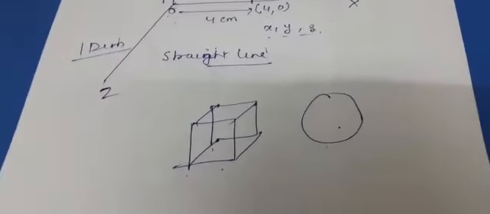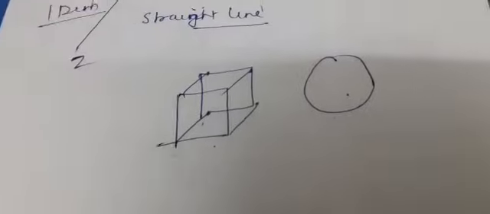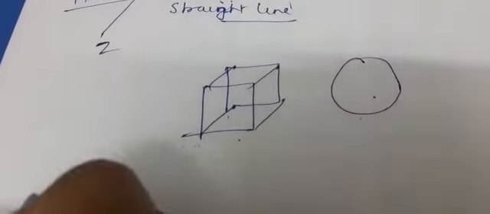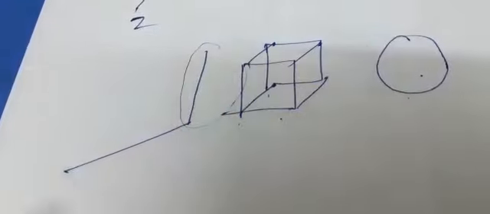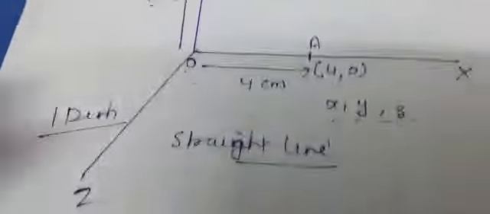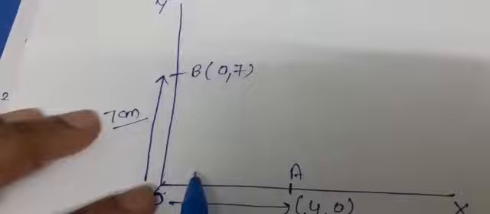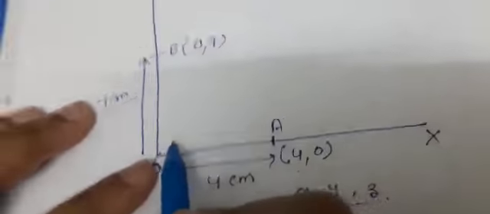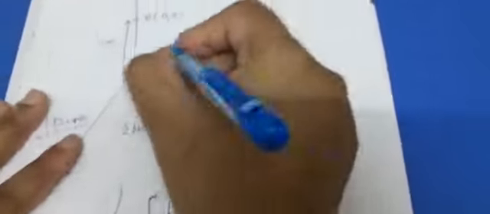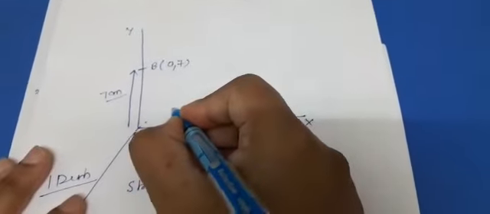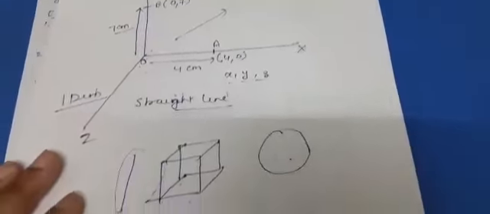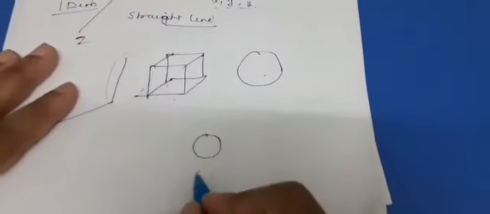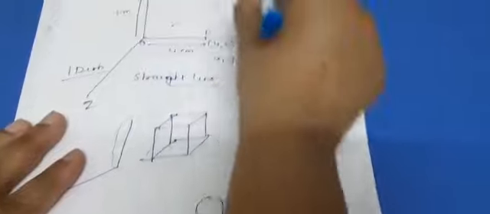Now coming to the motion: when I draw this line, it is a straight line, and this is also a straight line. But suppose the body is moving, for example an ant moving over this floor, or a ball that you hit and it moves randomly anywhere on this plane.